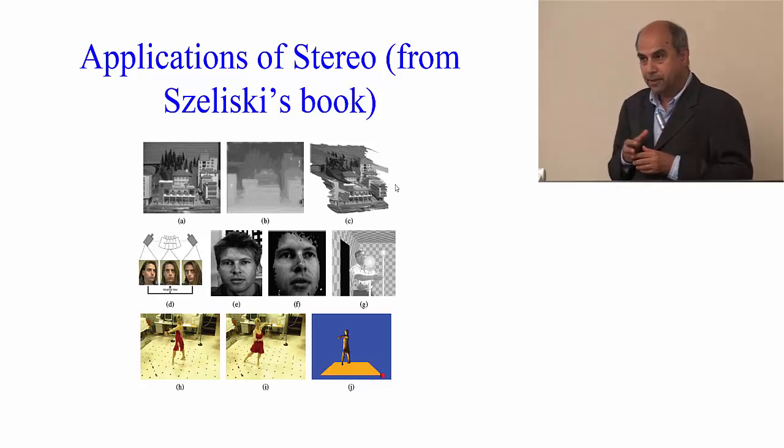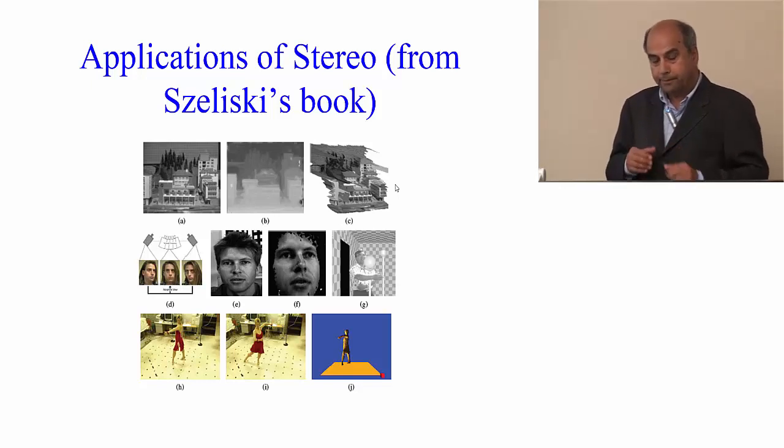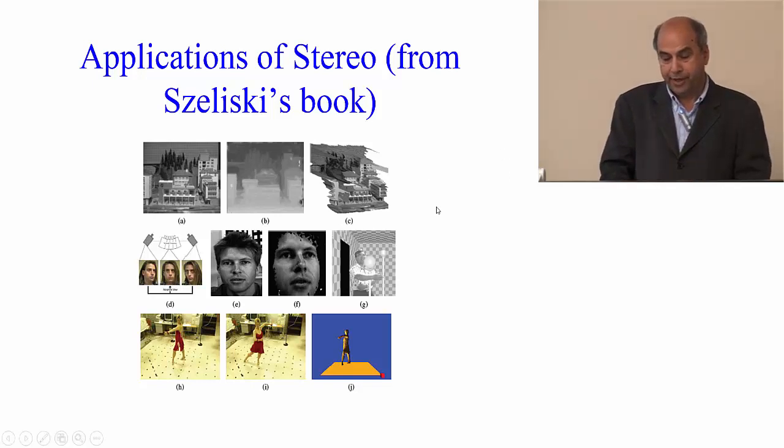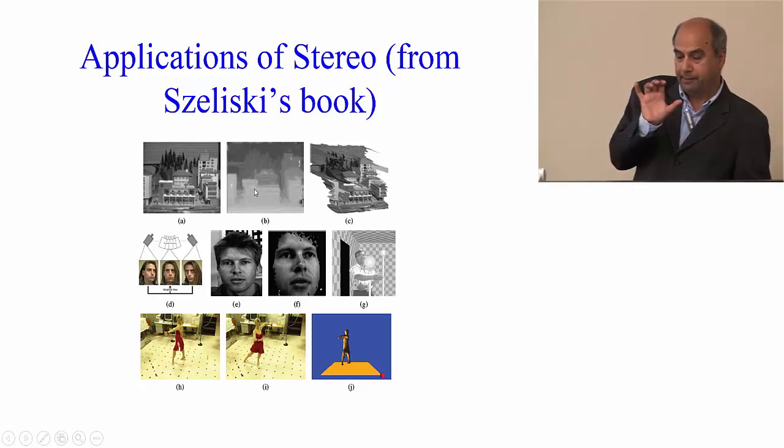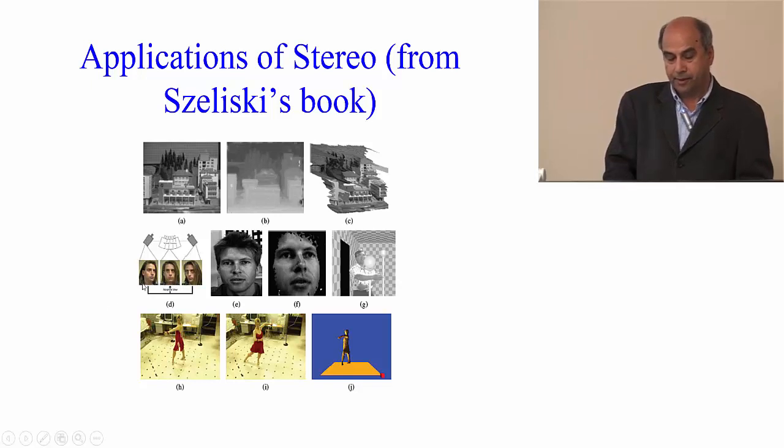And there are lots of applications of stereo. You can generate a different view of the scene. Suppose you have an image here. If you have stereo, you get a depth map. You can then take a picture from the other side. This is view morphing. You get these two images, and you can generate a third one. And you can do virtual reality. You can put objects there and so on.